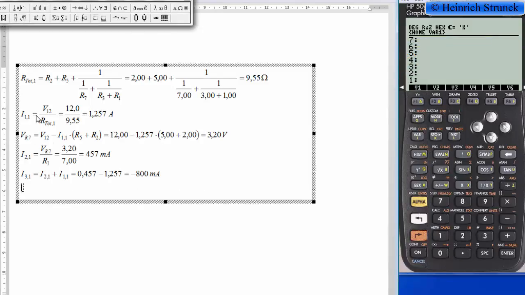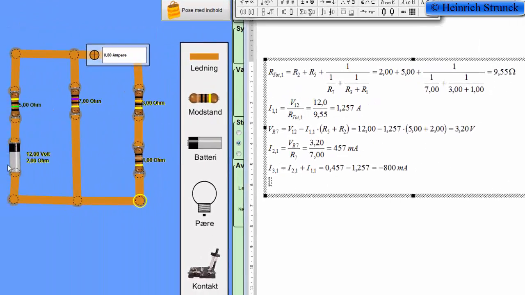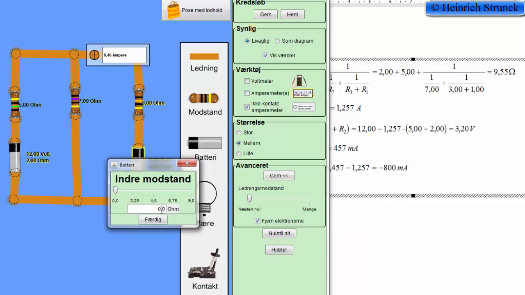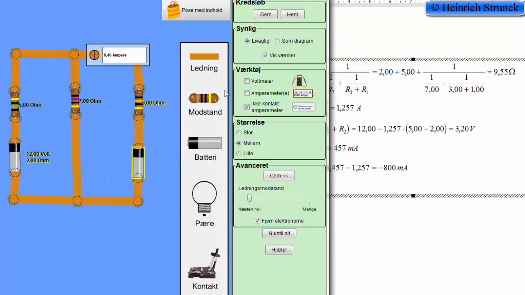So now we got the current in the first situation. We have to do that in a situation where we got the voltage supply over here as the only one, and then we just have a 2 ohm over here. So we have to put in a battery again. Nine volts. We just have to change the internal resistance. 1 ohm.